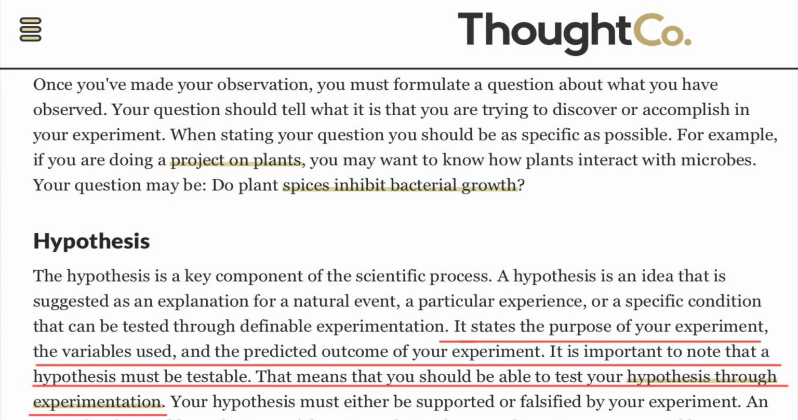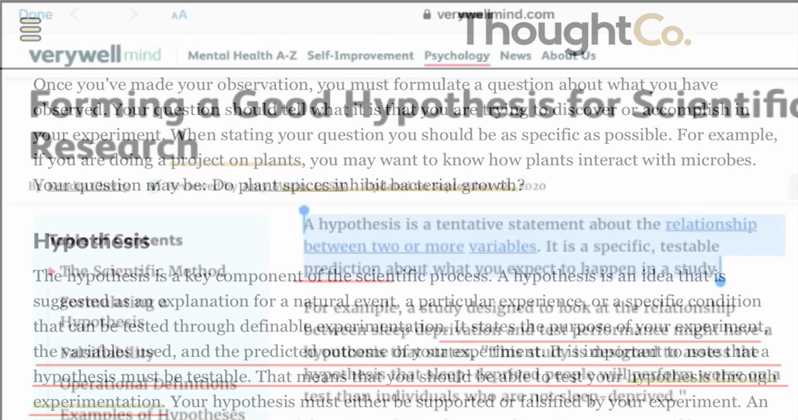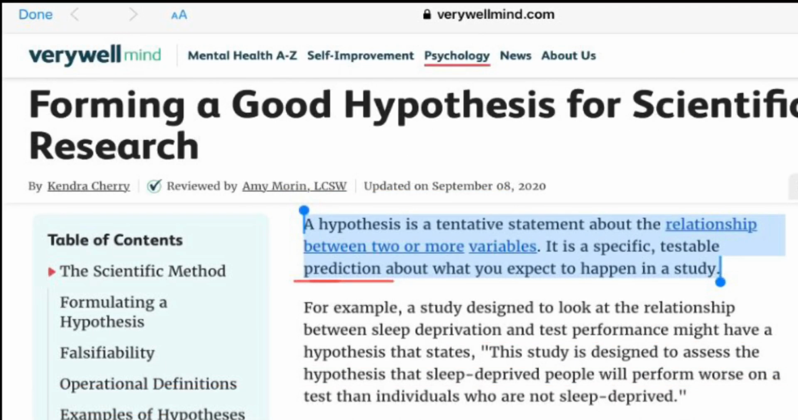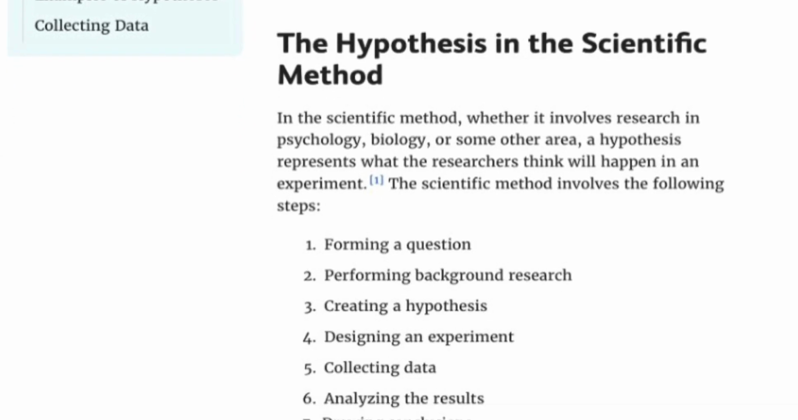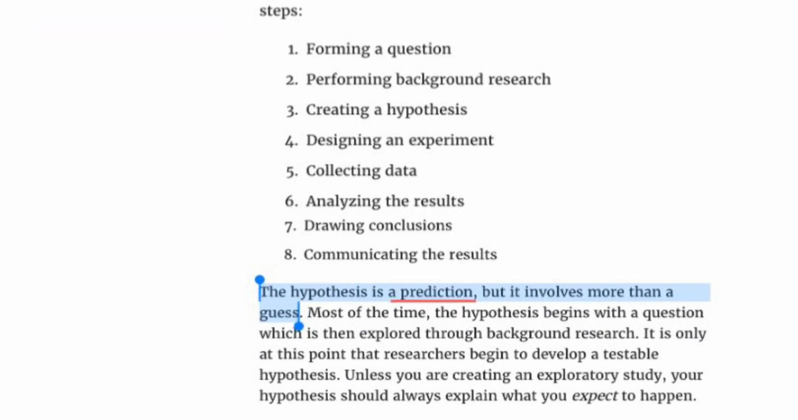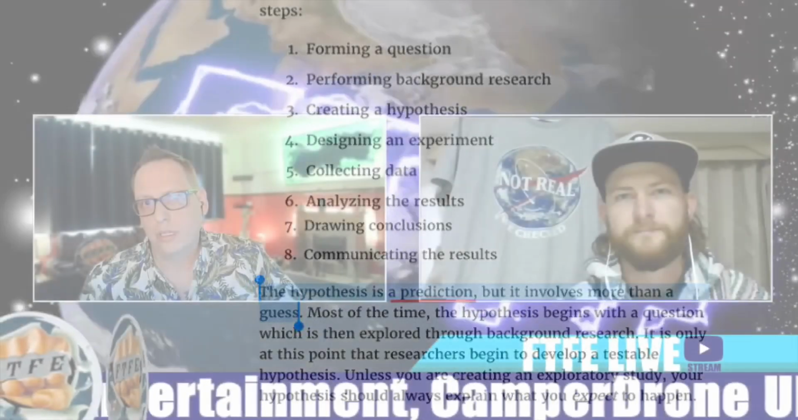From ThoughtCo, the hypothesis states the purpose of your experiment, the variables used, and the predicted outcome of your experiment. From verywellminded.com, a hypothesis is a tentative statement about the relationship between two or more variables. It is a specific, testable prediction about what you expect to happen in a study. Also, the hypothesis is a prediction, but it involves more than a guess. The hypothesis is absolutely a scientific prediction. So that's what a scientific prediction is: a hypothesis with an independent variable and a dependent variable.